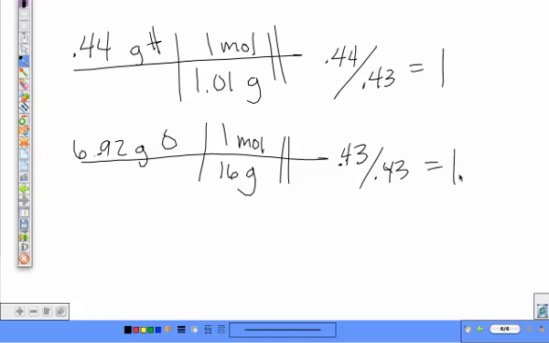Is it? Divide it out, let's make sure. It should be 1.023, yep. So we can use 1. So our empirical formula is just HO, and that would be 1.01 plus 16. So 17.01 is the empirical formula mass.